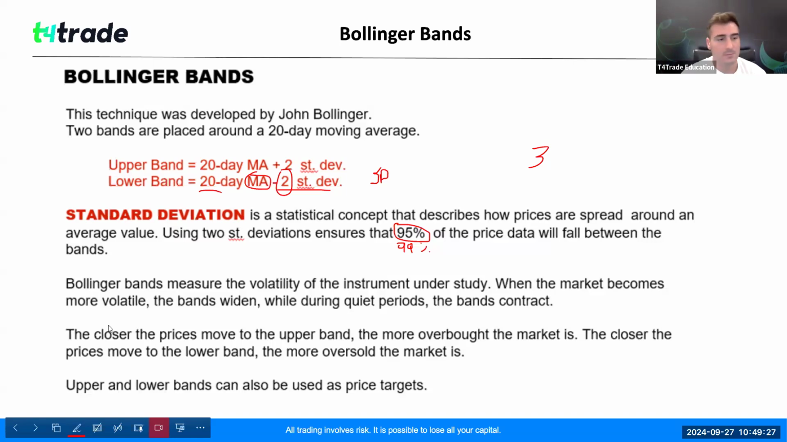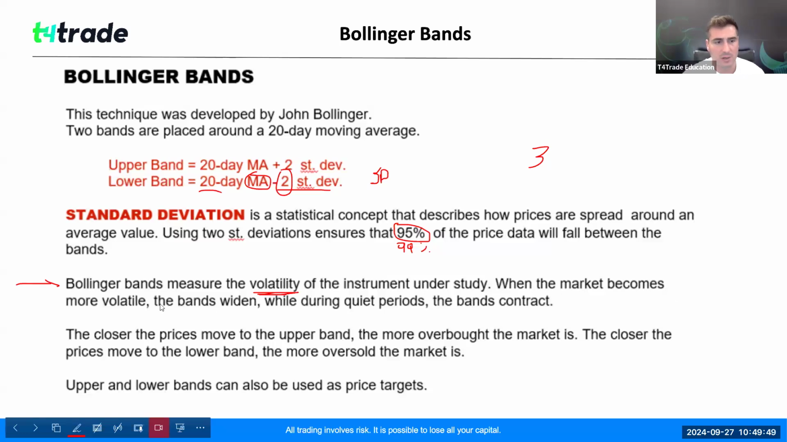So at the end of the day, something else to consider is that Bollinger Bands measure volatility. Okay, that's what you need to know. Moving averages are trend identifiers. Bollinger Bands are a volatility gauge, a measure of how volatile an instrument is.